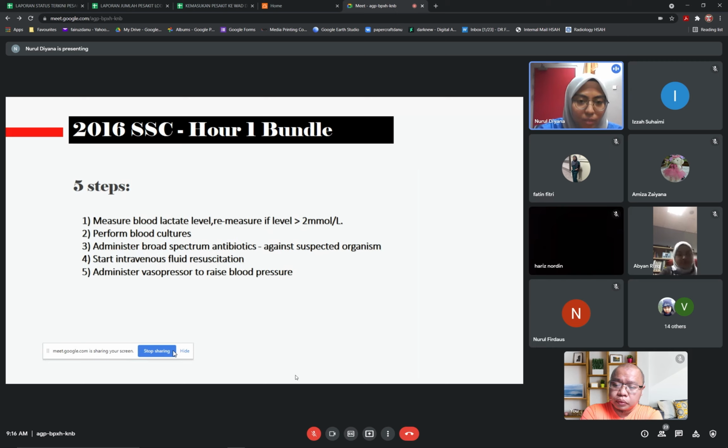First, measure blood lactate level. Then we need to remeasure if the level is more than 2 millimole per liter. And then we need to send the blood cultures and administer broad spectrum antibiotics against the suspected organism, start IV fluid resuscitation, and administer vasopressor to raise the blood pressure.